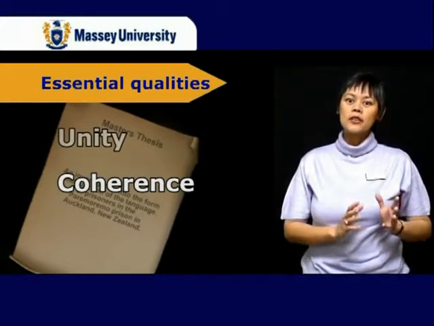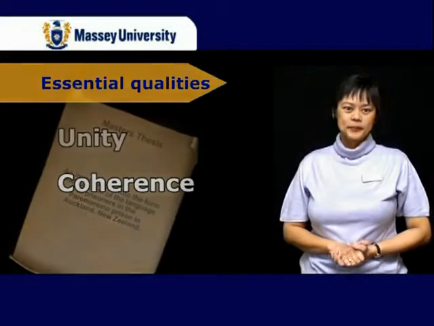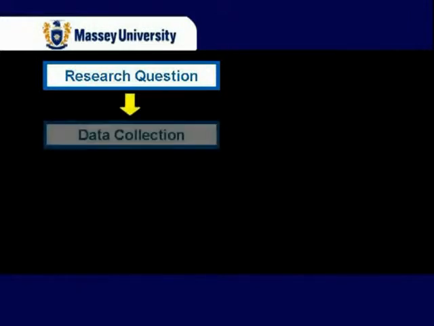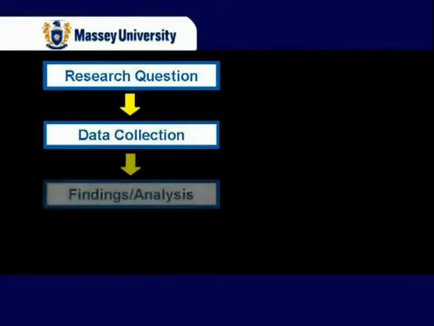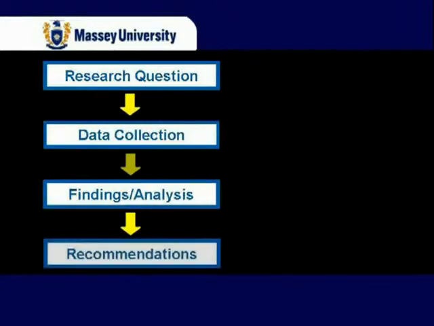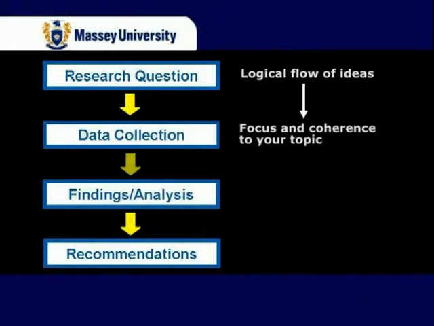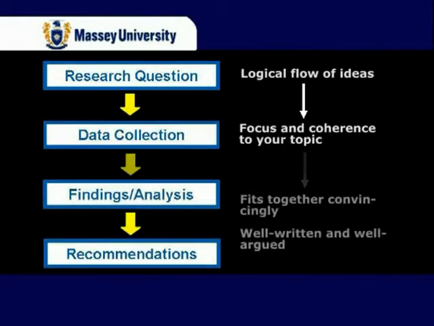Hence, if we were to diagram that, it would look like this. Your research question should logically flow into the discussion of your data collection. The data collection section should logically lead to the findings and analysis section. And this section leads naturally to the conclusions and recommendations. If there is a logical arrangement to the ideas, the whole discussion flows. This provides focus and coherence to your topic as a whole, and thus everything fits neatly together. You, therefore, have a well-written and well-argued thesis.